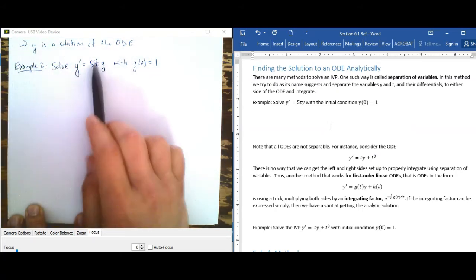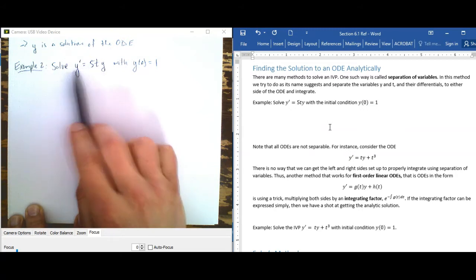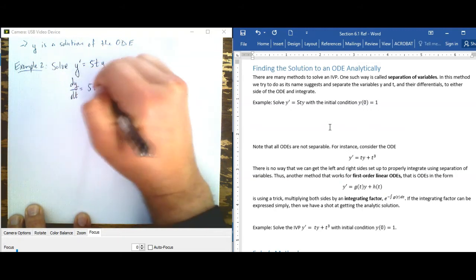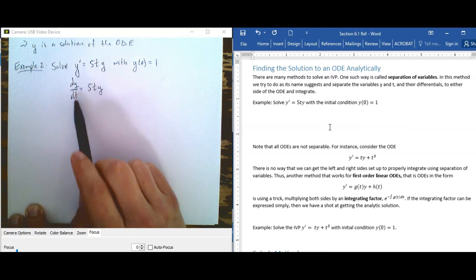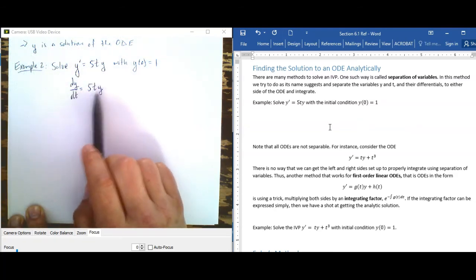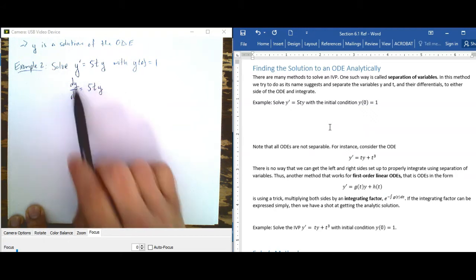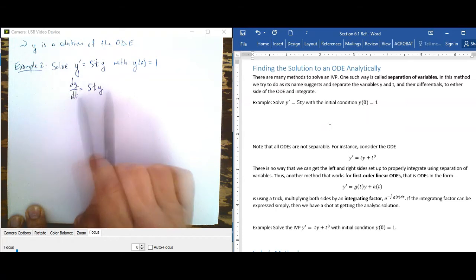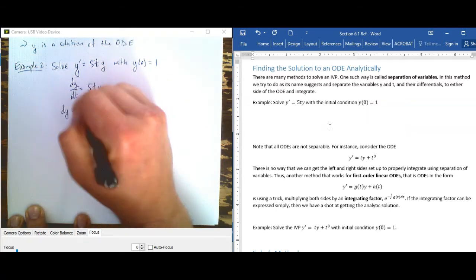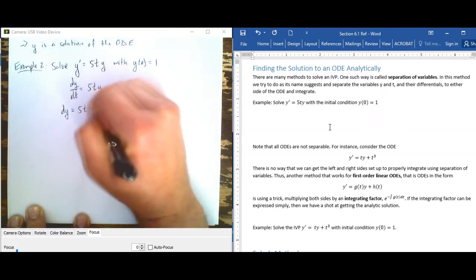So effectively what we try to do is separate this. Since y prime can be denoted as dy/dt, what we're going to try to do is separate the differentials and the terms involving t and y to either side of the equation here. The first thing we can do is multiply by dt on both sides of the equation. This produces dy equals 5t times y dt.